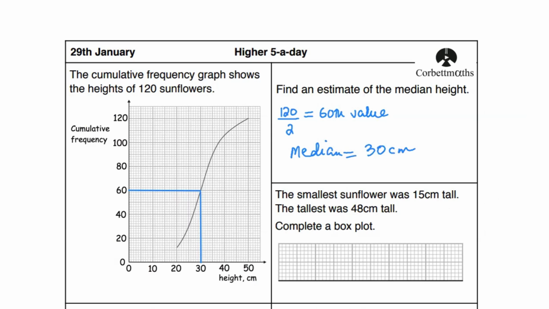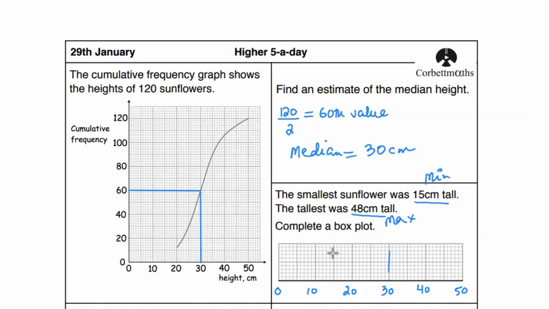Then it says the smallest sunflower was 15 centimeters tall. The tallest was 48 centimeters tall. Complete a box plot. So smallest means this is your minimum value, and tallest means this is your maximum value. So first we need to create a scale for this. We can say this is 0, this is 10, 20, 30, 40, and 50. Since the maximum value is 48, it's not going to be greater than 50. And since the minimum is 15, that's going to come over here. Median value is also identified in the previous part, which is 30.